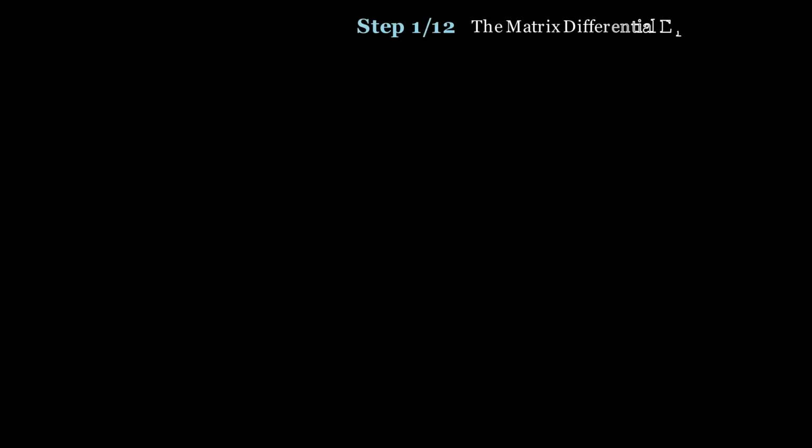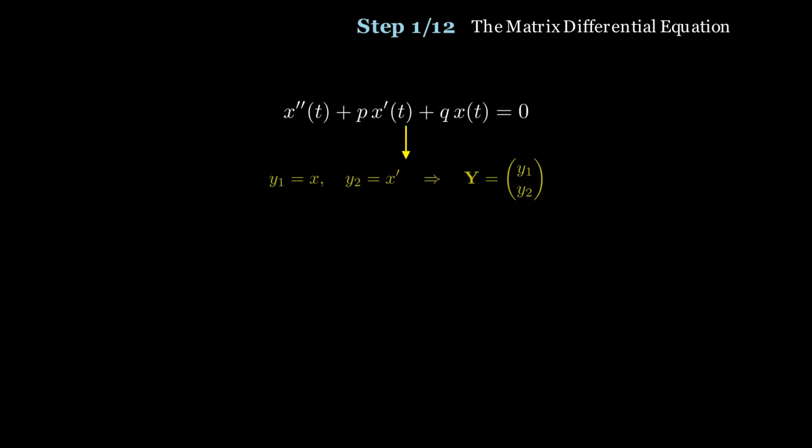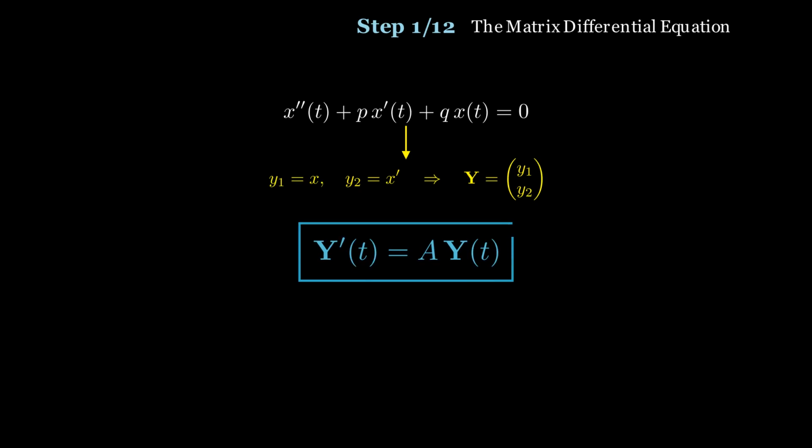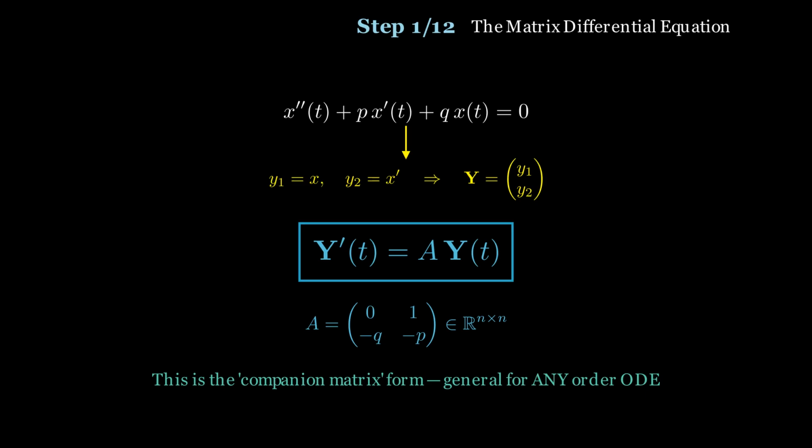Step 1. We start with a general linear ODE. By introducing state variables y1 and y2, any second-order ODE can be written as a first-order matrix system. Y prime equals A times Y, where A is the companion matrix of the coefficients. In fact, any nth order ODE can be written this way with an n by n matrix A. This is our fundamental equation. Everything flows from it.